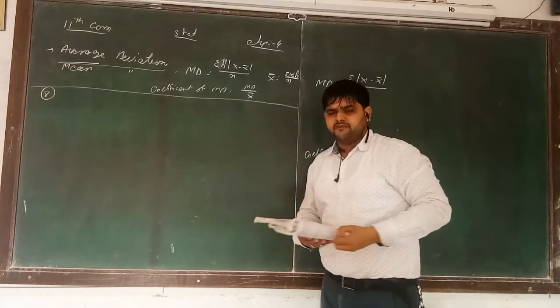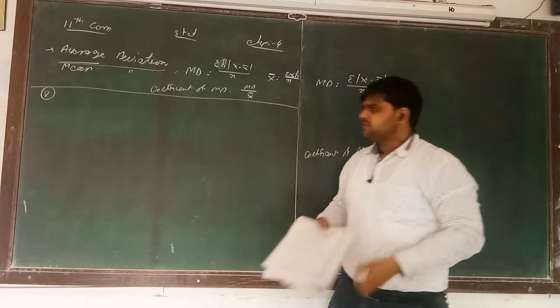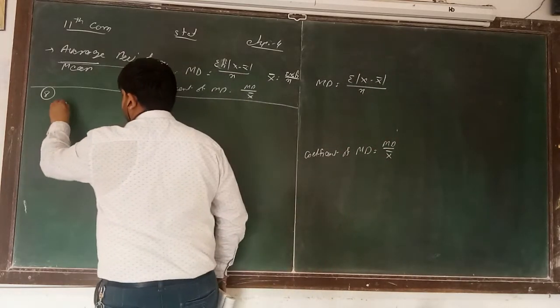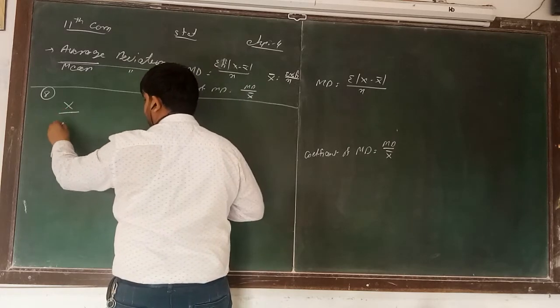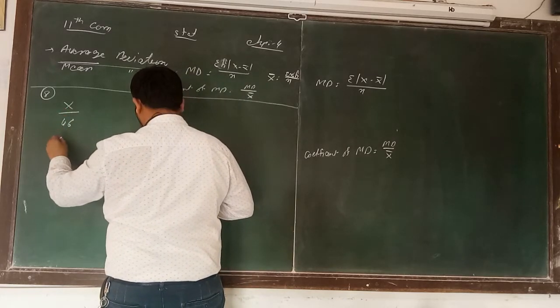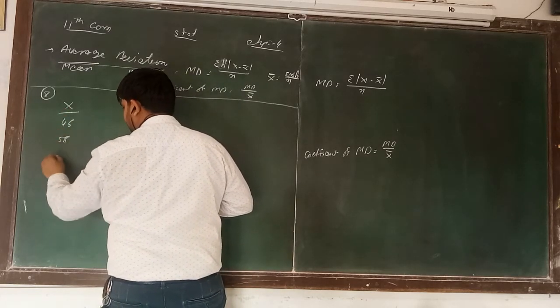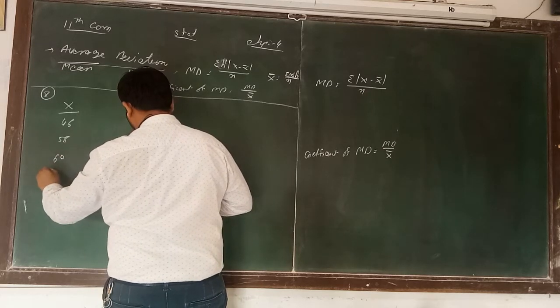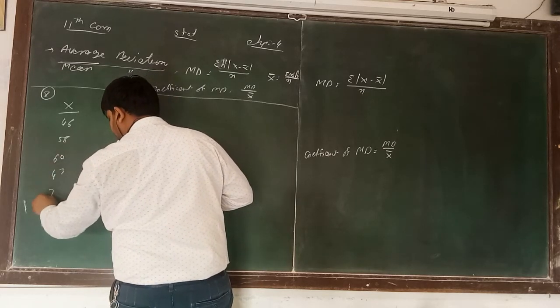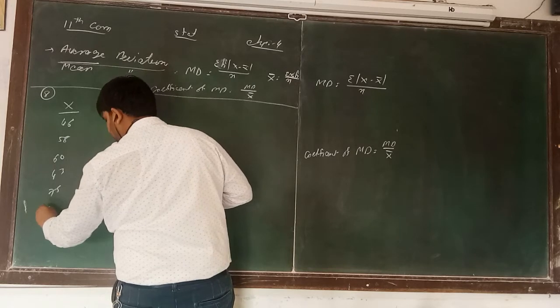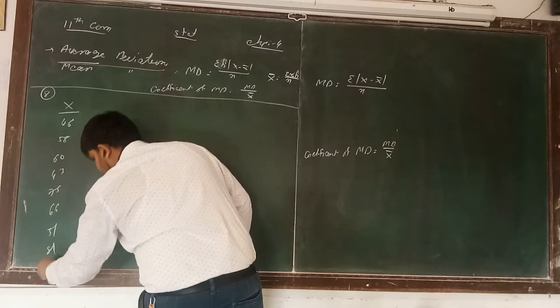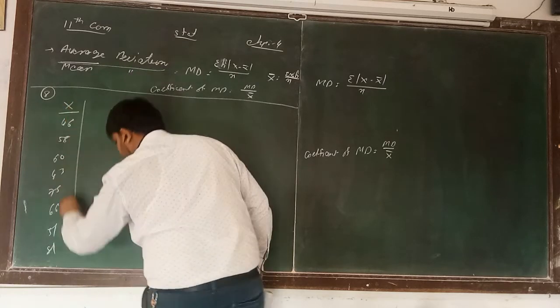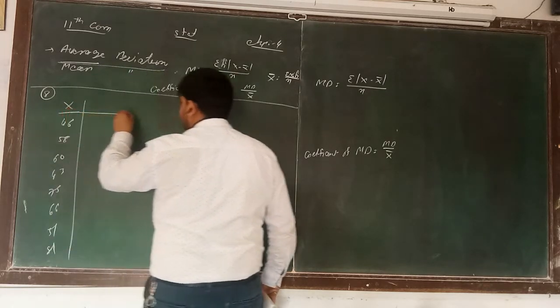First of all we have to take x. So 46, 58, 60, 43, 75, 66, 51 and 81. So n is equal to 8.